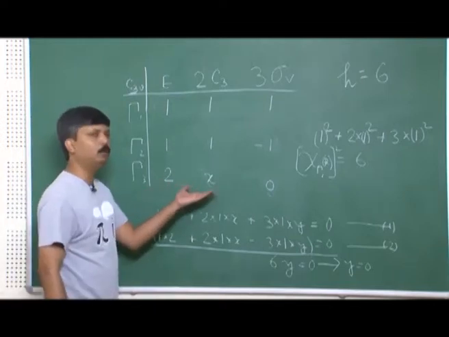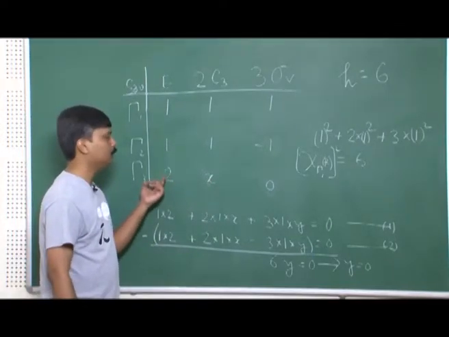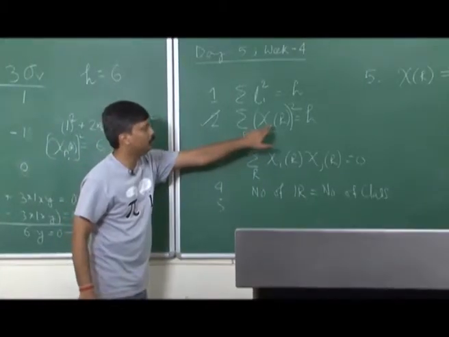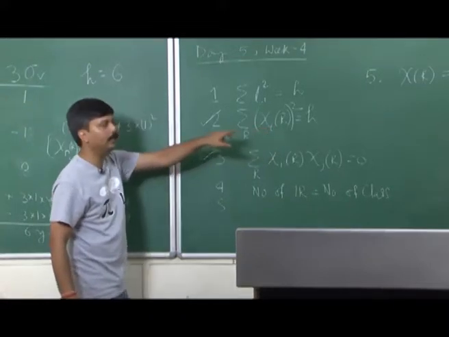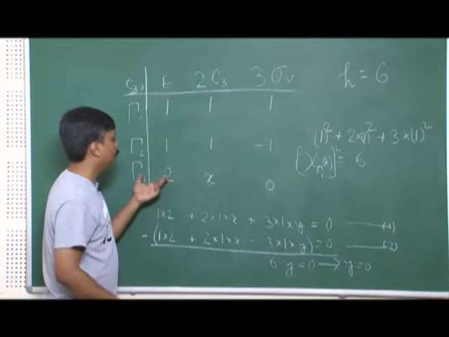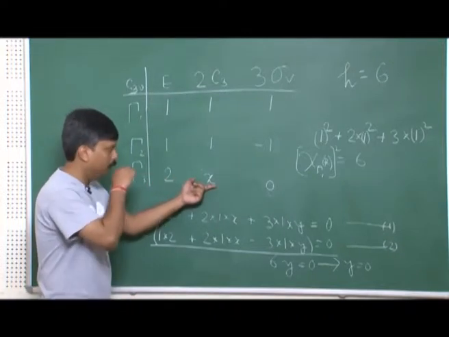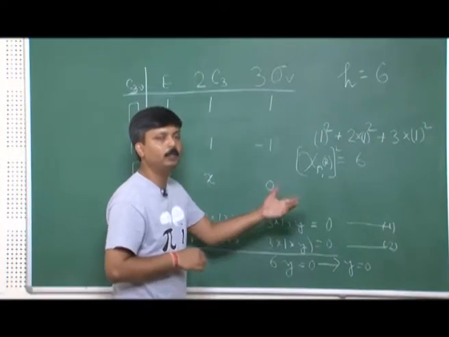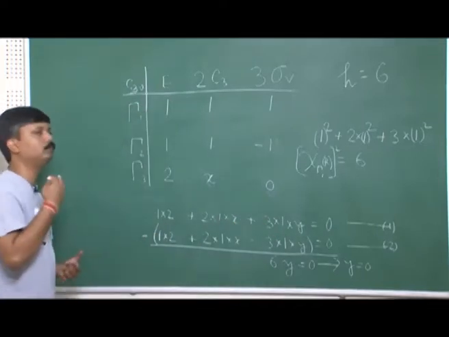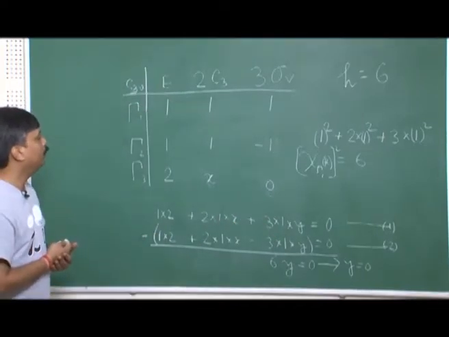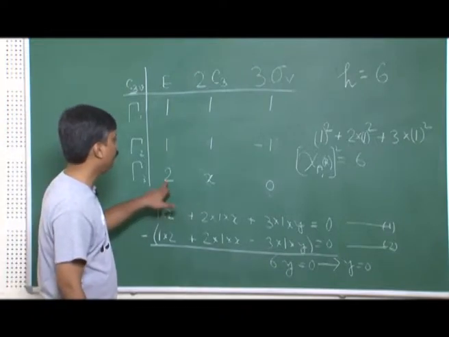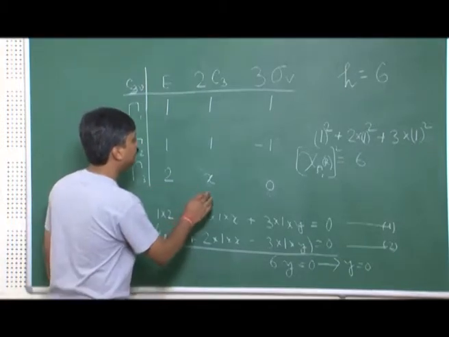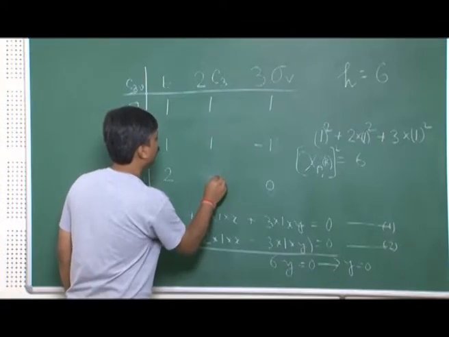But without doing that also I can easily figure out, because if I look at rule 2, the sum of the squares of the characters of any IR is equal to the order of the group. Then 2 square plus 2 into x square plus 3 into 0 should be equal to 6. Okay. So if I do that, I will easily get x equals minus 1.